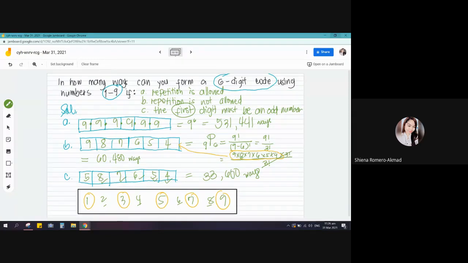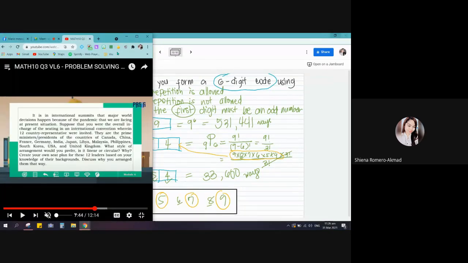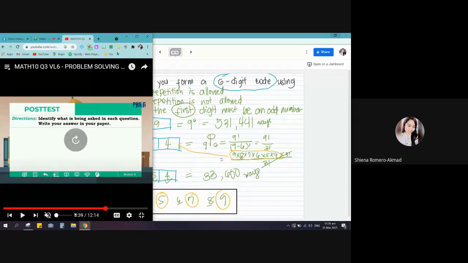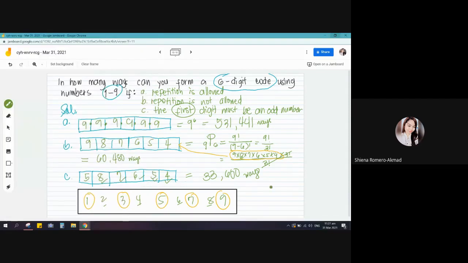So that would be all. Wait lang, balikan ko lang yung video kung meron pa. Kung wala, natapos na tayo. Kung may hindi pa ako na-discuss. Kung alam nyo how to solve it using the formula, you may use the box method para hindi kayo mahirapan. Okay. So, wala. So, that would be all.